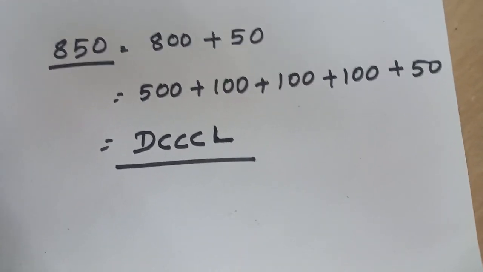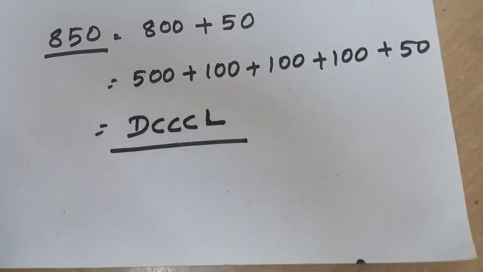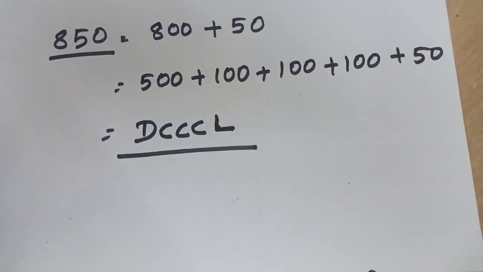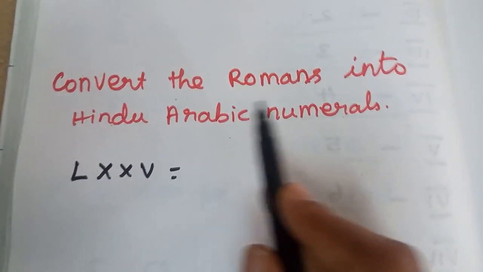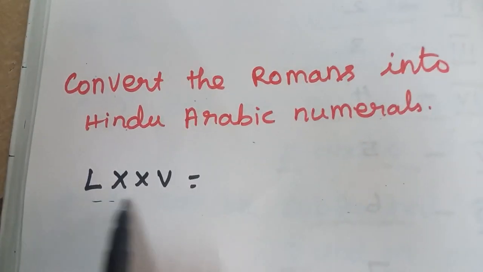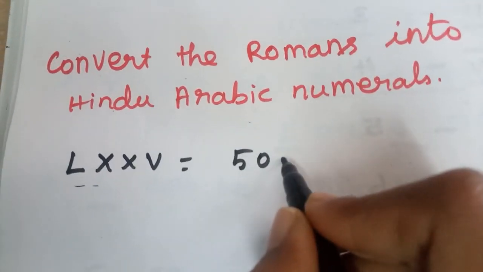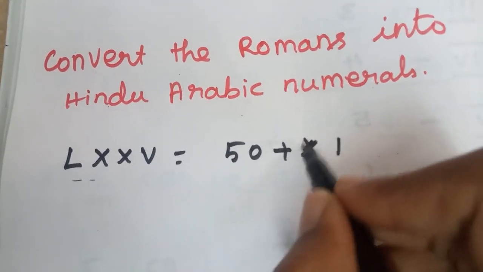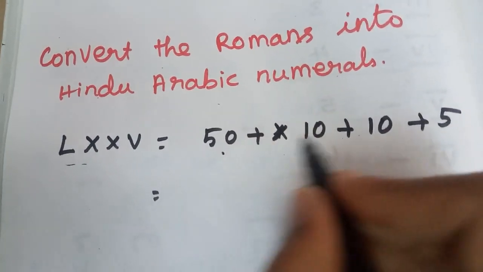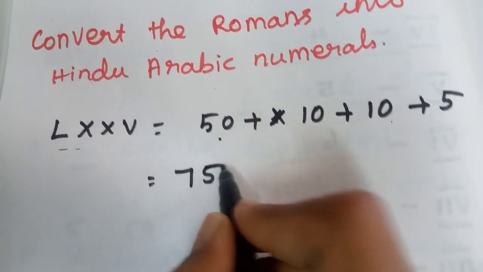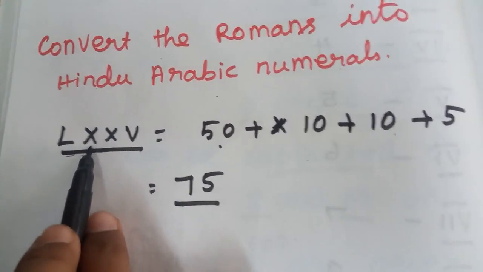Next I am going to teach how to convert the Roman numerals to a Hindu-Arabic number. Now we start. Let us convert the Romans into Hindu-Arabic numerals. First we have to write the number for the Romans. The first one is 50 plus X, 10 plus 10 plus 5. So 50 plus 10 plus 10 plus 5 means it is 75. This is the Roman for 75.